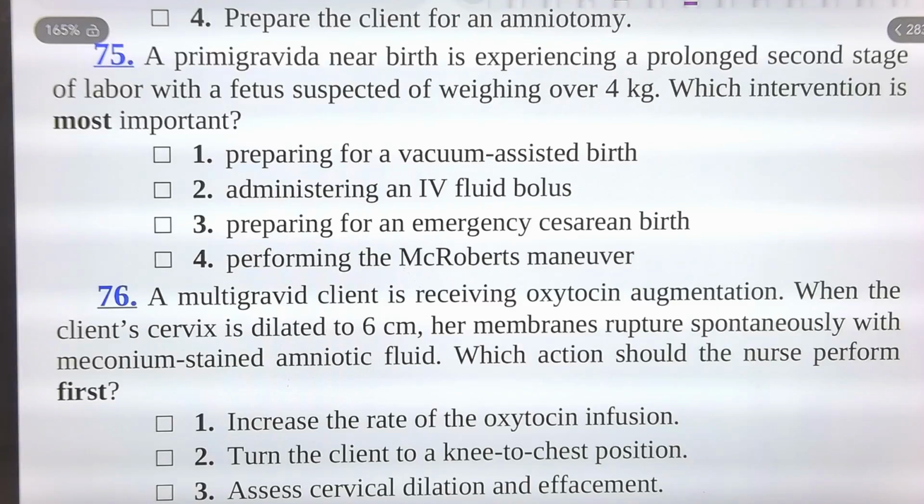Now, question number 75. A primigravida near birth is experiencing a prolonged second stage of labor with the fetus suspected of weighing over 4 kg. Which intervention would be the most important? Read all the options and let me know the right one.